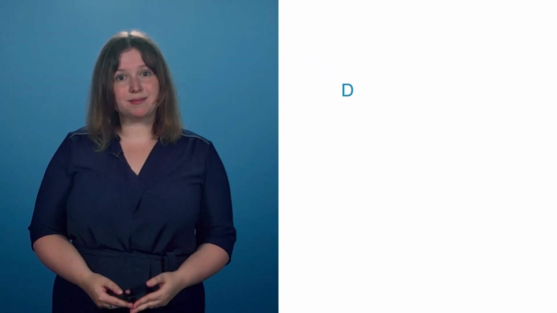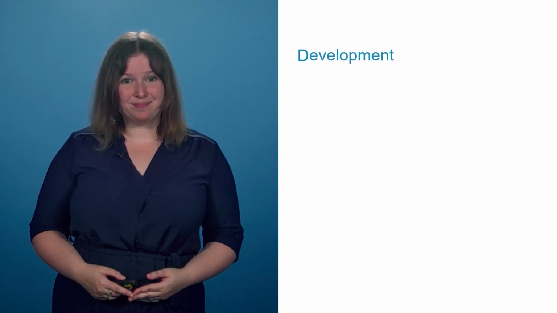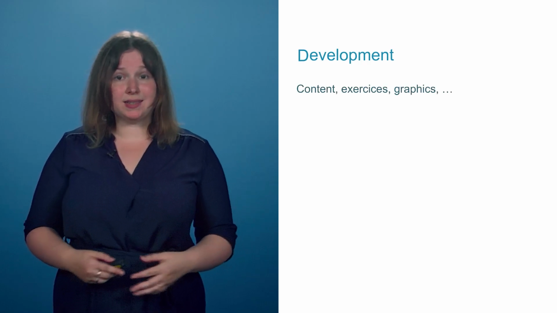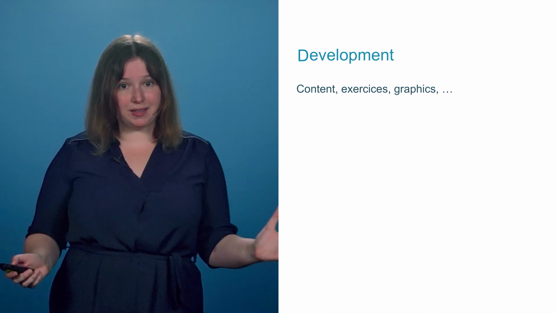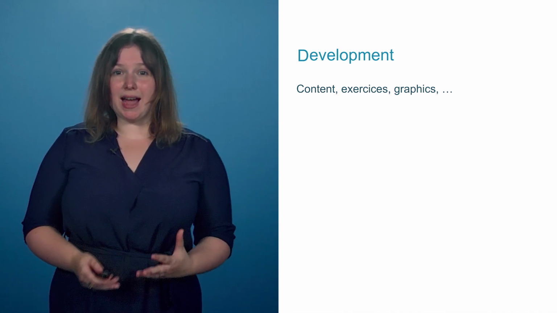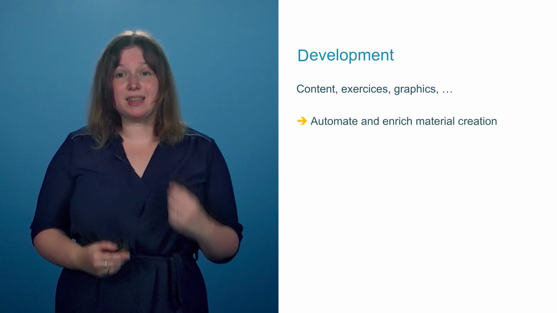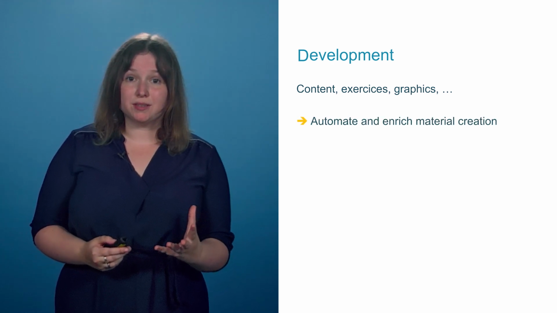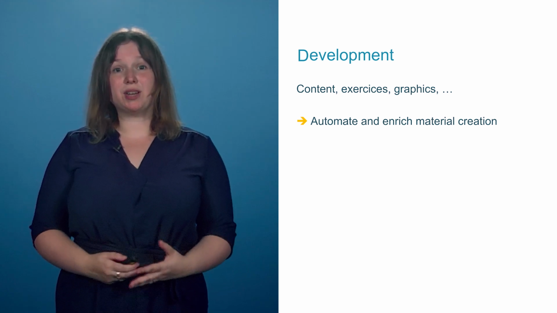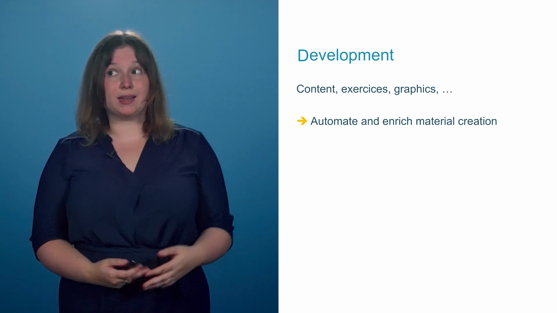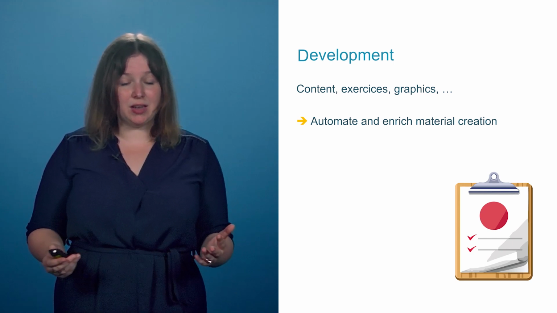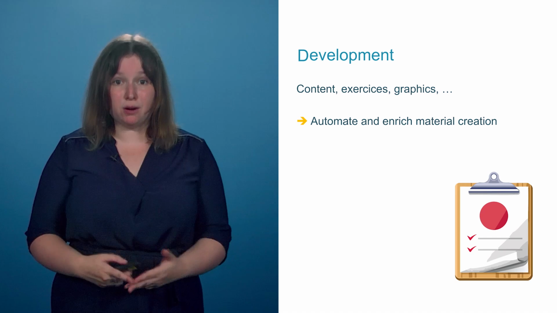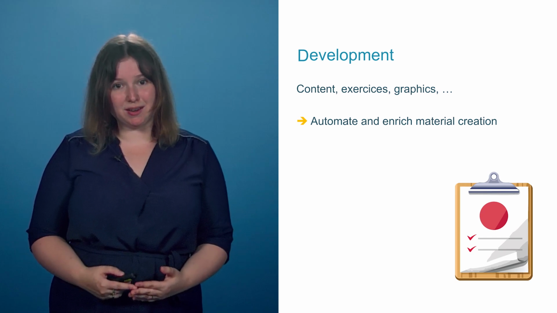The third phase of the ADDIE model is the development phase. This is often the most labor-intensive phase for educators. In this phase, you write your content, you develop your exercises, and you design your graphics, among other things. With generative AI, you can automate and enrich several aspects of the material creation. For instance, AI can help you generate drafts for lectures, or it can create interactive quizzes, and it can even suggest multimedia resources like videos or animations that can make learning more dynamic and more engaging.